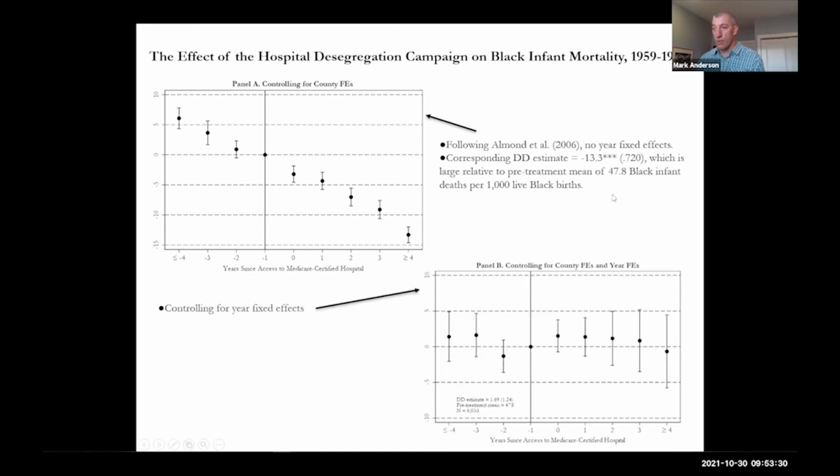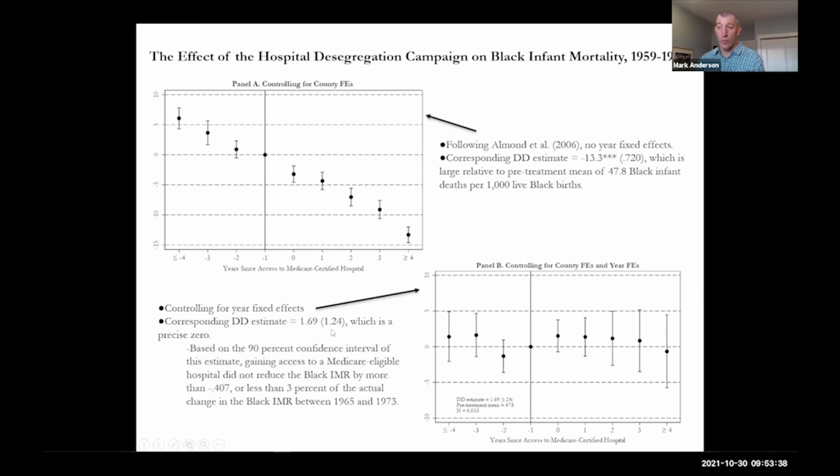So if we simply control for common shocks by adding year fixed effects in the model, we get this flat event study. We get a corresponding difference in difference estimate that's small and precise, even though it's statistically insignificant. And based on the 90% confidence interval of this estimate, gaining access to a desegregated hospital did not reduce the Black infant mortality rate by more than minus 0.47, or less than 3% of the actual change in the infant mortality rate between 65 and 73.